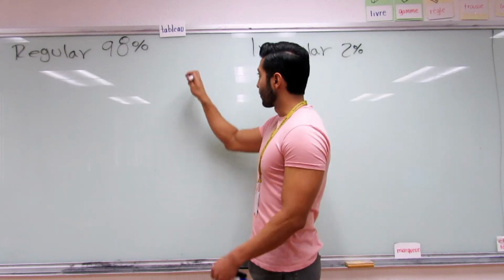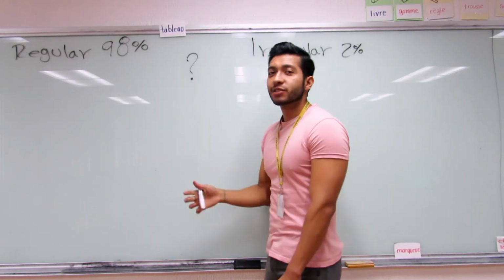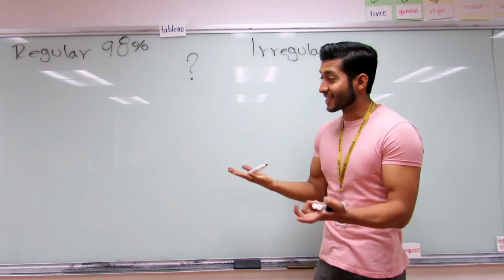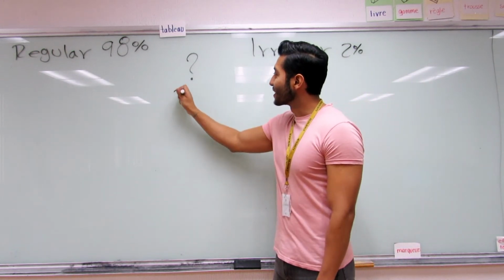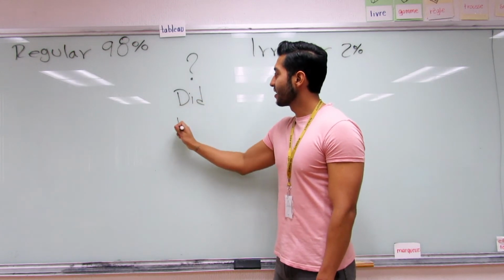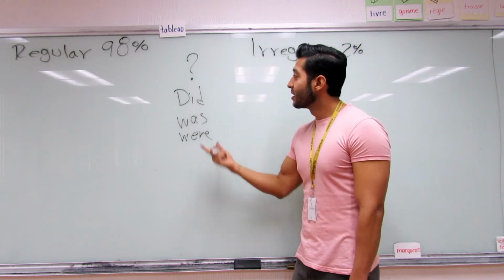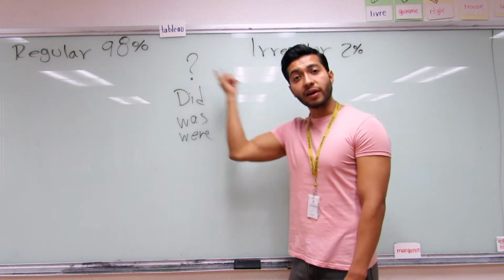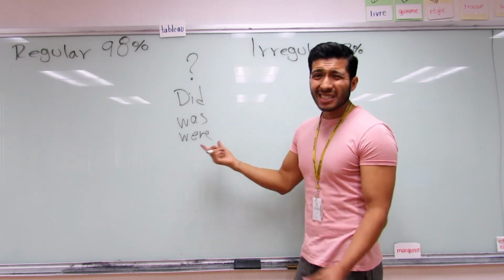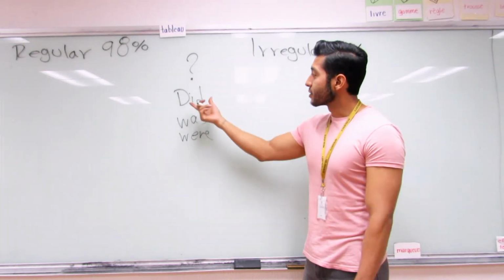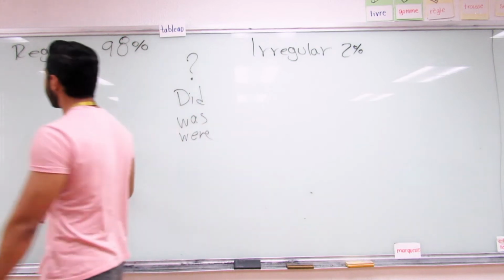And now we're gonna talk about the questions. So to ask questions in the past, it's really simple. We just need did, was, or were. So did is for both regular and irregular, and then was and were, it's kind of irregular too, because it depends.